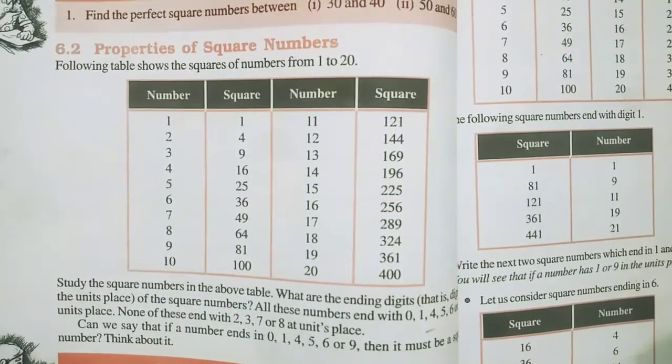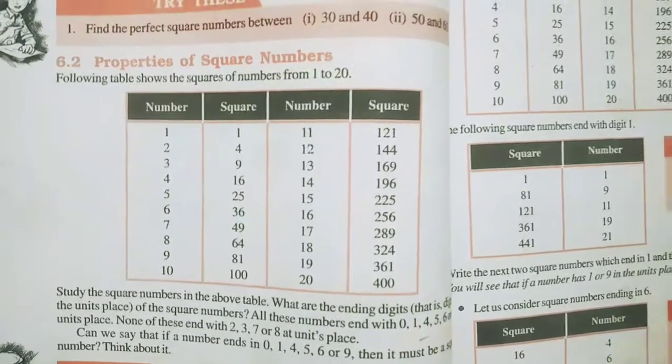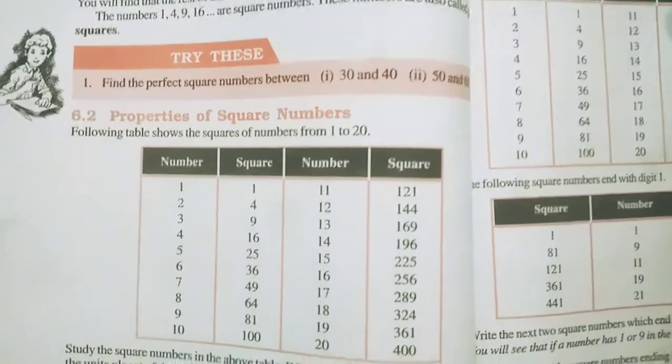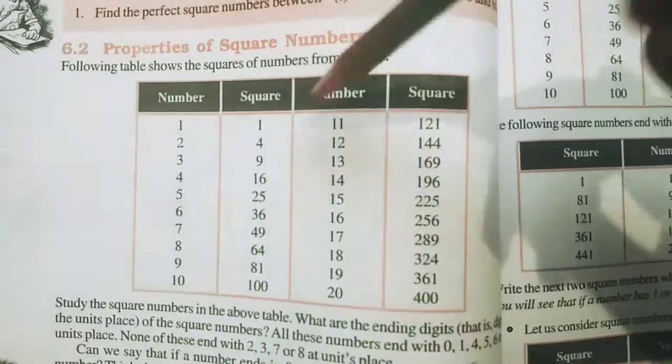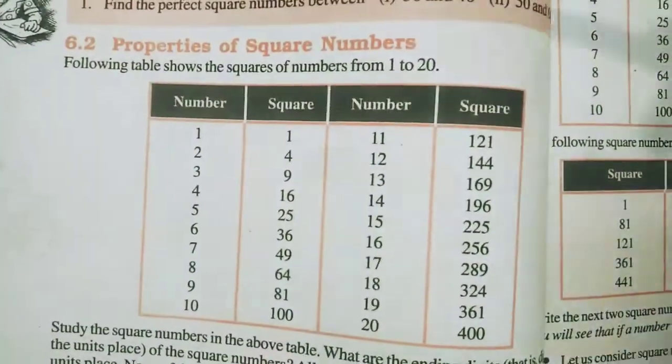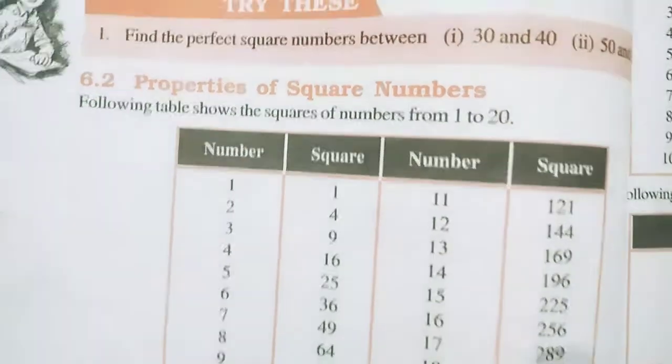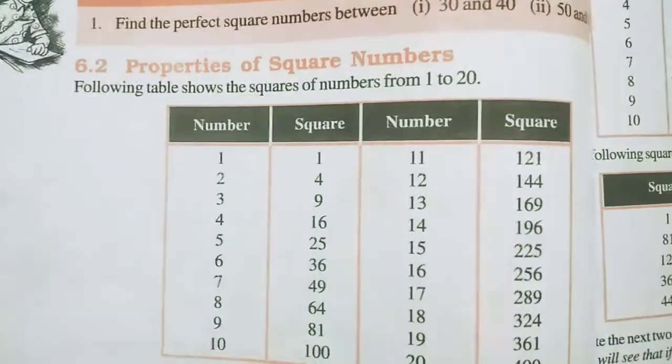So we have started the chapter Squares and Square Roots, and I have discussed some basic ideas about squares and square roots. Now, next page, next topic: properties of square numbers. Okay, what are the properties of square numbers?